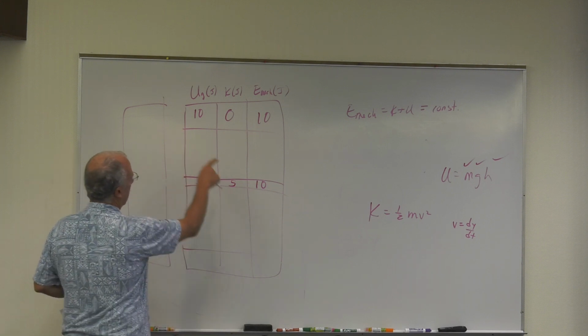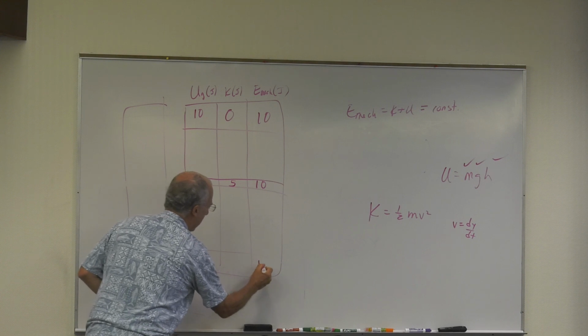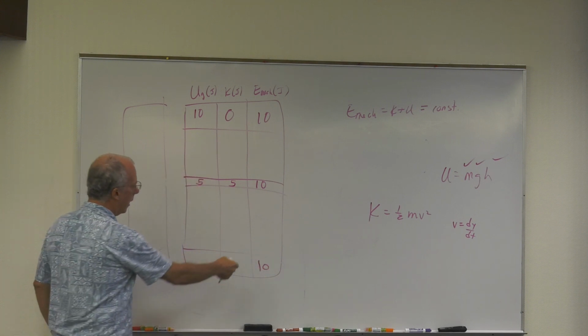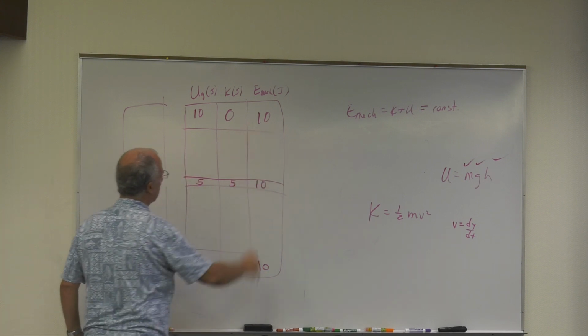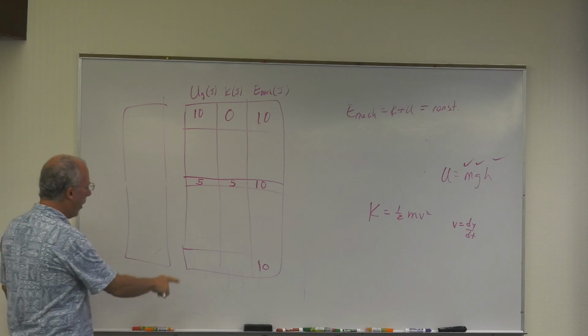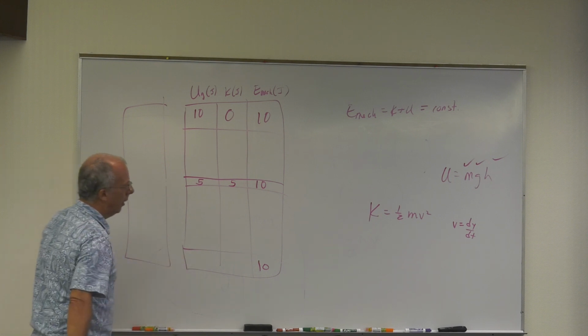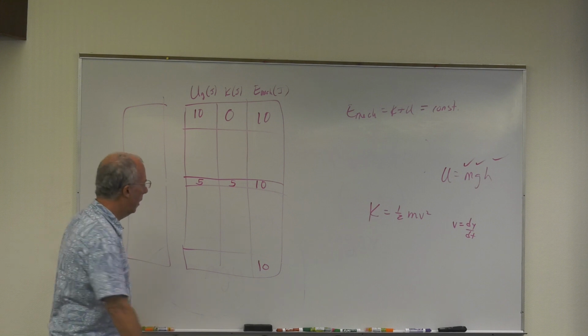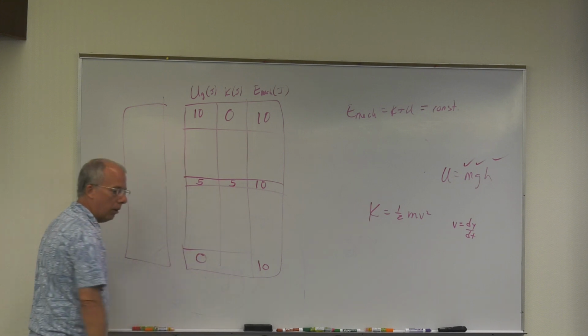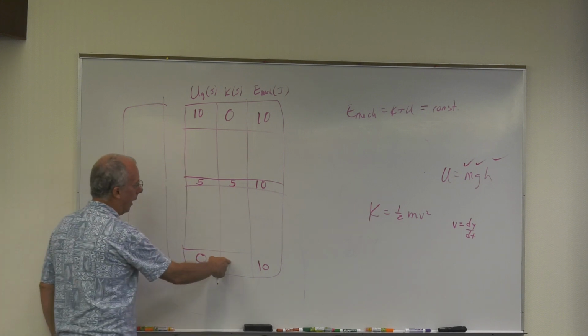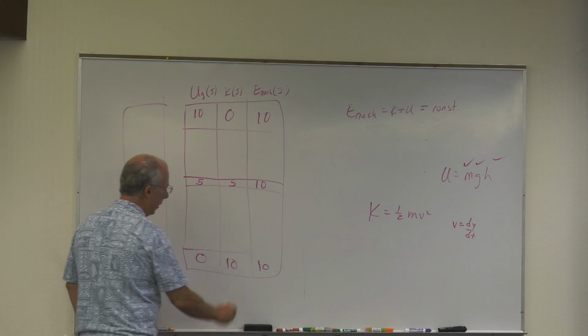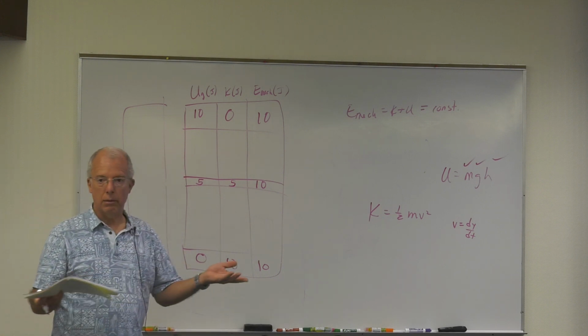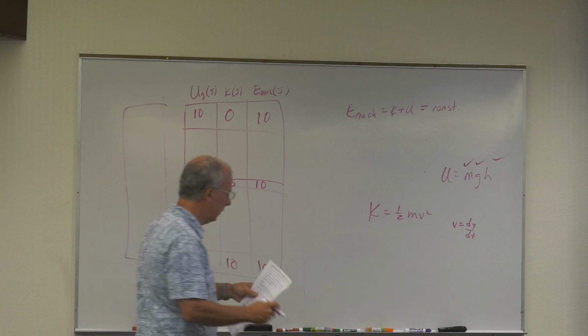Okay, now let's see. At the bottom, it's 10, right? Mechanical energy is 10. Mechanical energy is 10 everywhere. All right, so right before it hits the bottom, we're just going to say the potential energy is 0, close enough. So the kinetic has to be 10. Okay? So it's nice, right? Simple, simple, simple, you know?